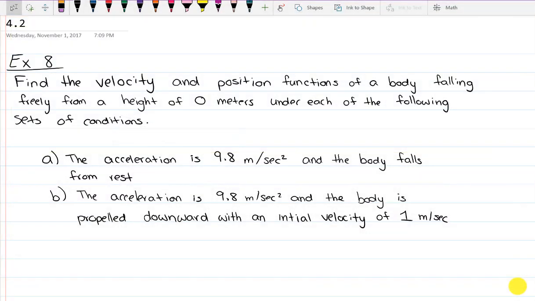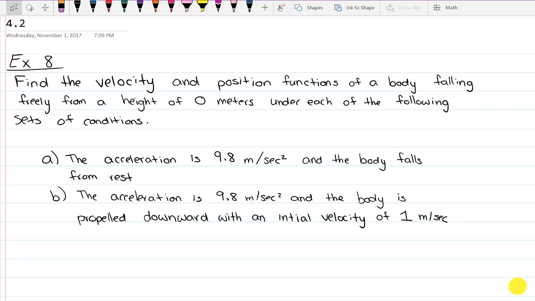Example 8. Find the velocity and position functions of a body falling freely from a height of 0 meters under each of the following sets of conditions. So the idea here is that some rock or something is falling freely, which means it's dropped, from a height of 0 meters. That means that we're starting from 0 and we're going to increase or decrease our height as it falls.